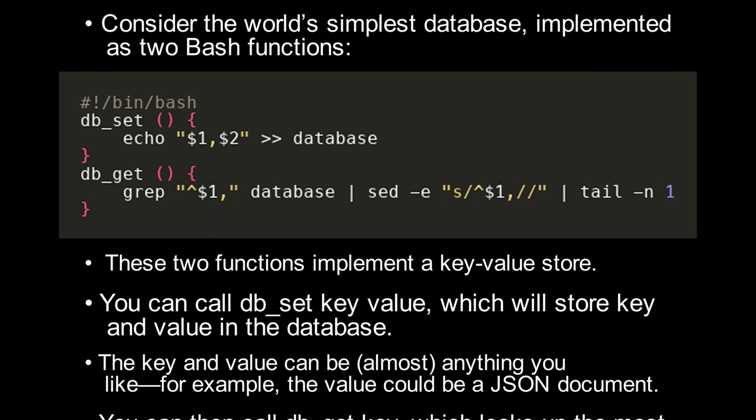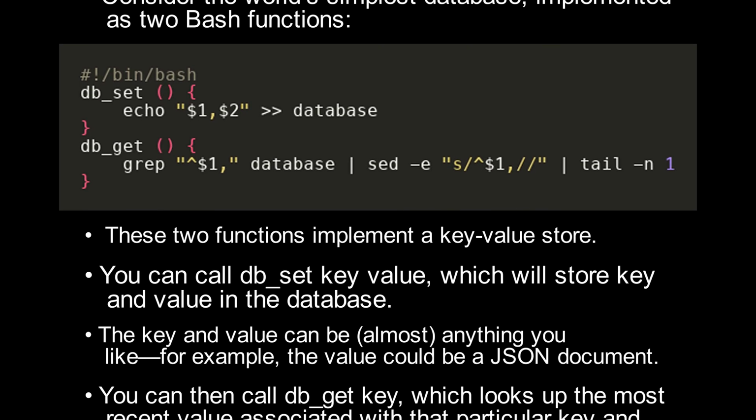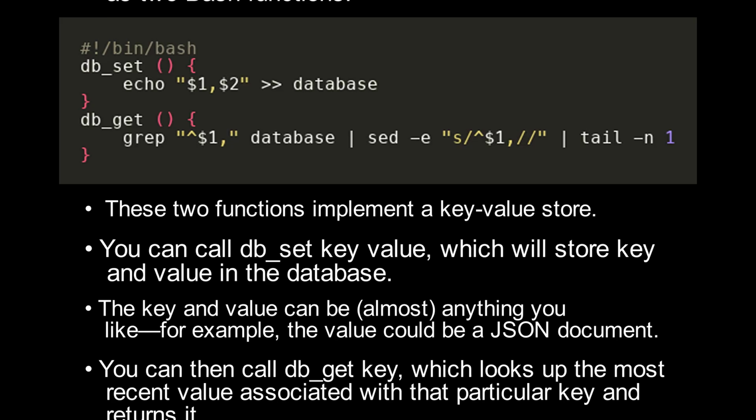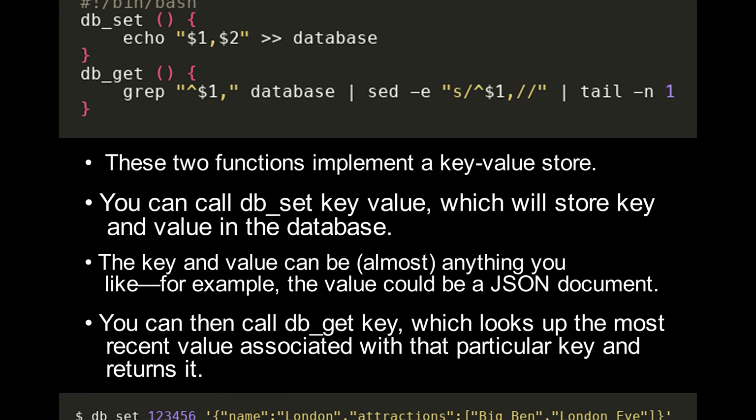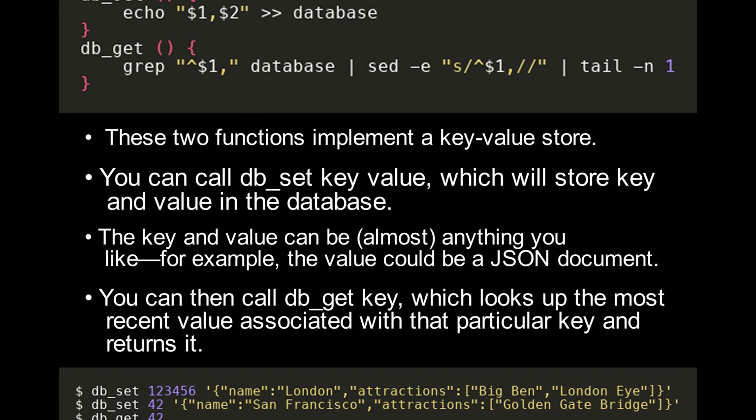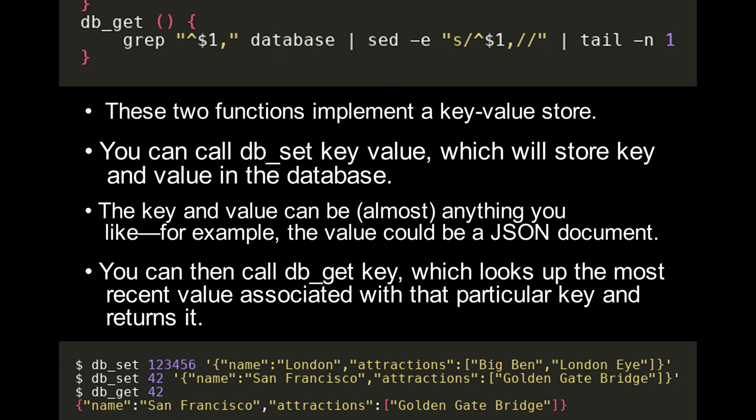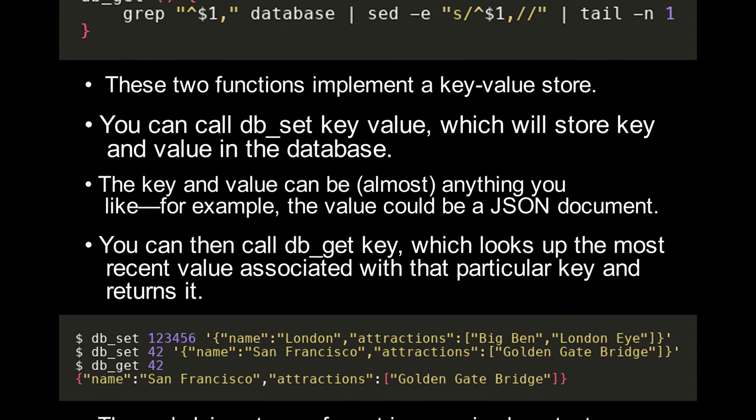You can call dbSet key value, which will store key and value in the database. The key and value can be almost anything you like. For example, the value could be a JSON document. You can then call dbGet key, which looks up the most recent value associated with that particular key and returns it.